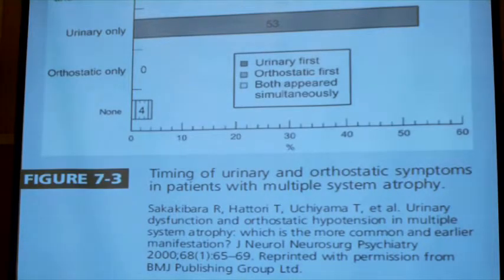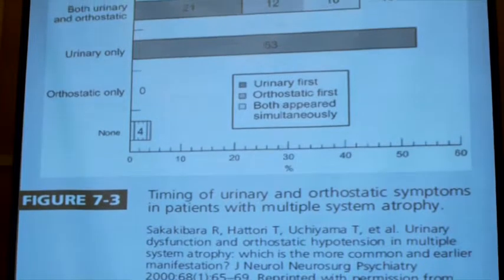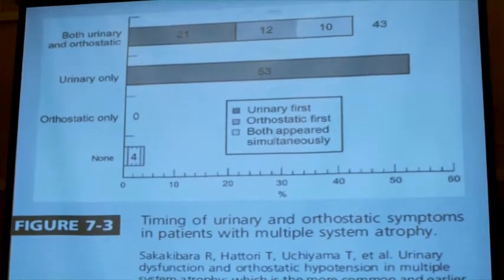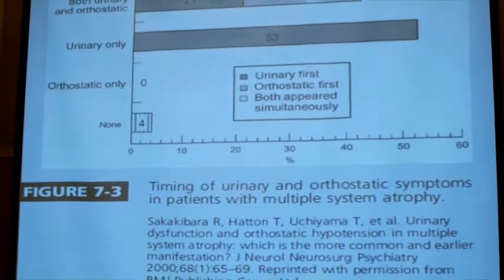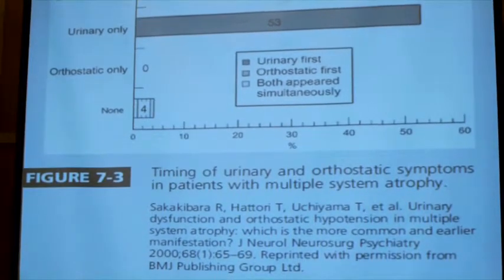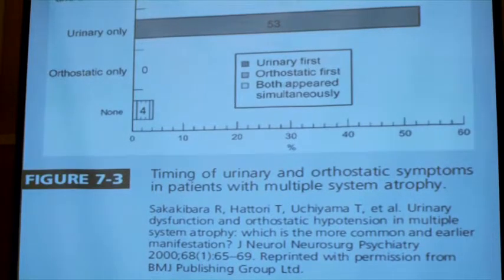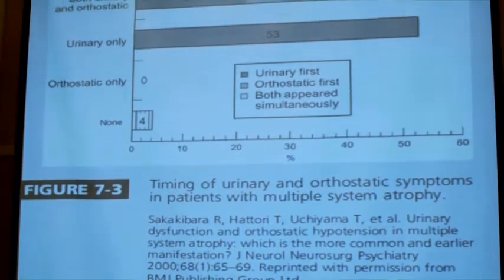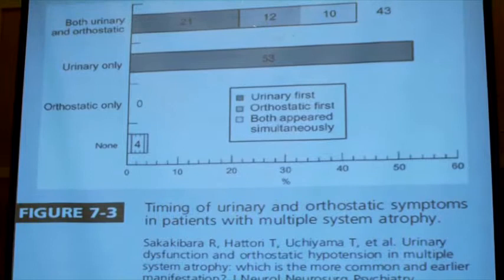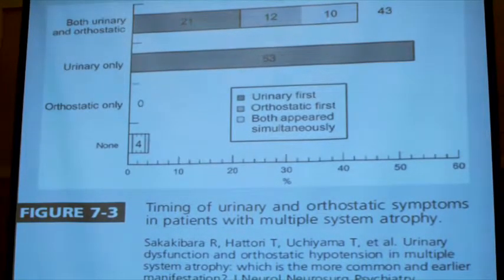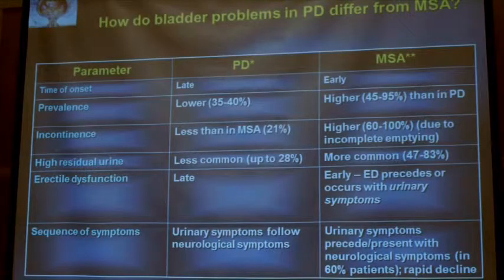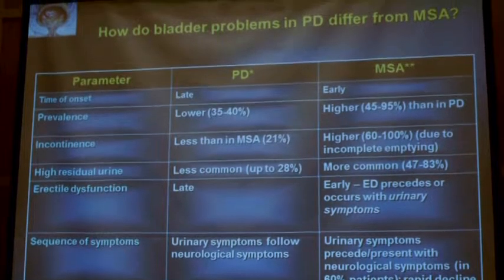So you can have the urinary symptoms and the autonomic symptoms together or separately. Most of the time, if both of them are there in a given patient, the urinary symptoms occur first, and then orthostatic symptoms occur somewhat less commonly as a first feature, and sometimes both of them will be there simultaneously. So this is how I differentiate when the patient comes to see me in the office.